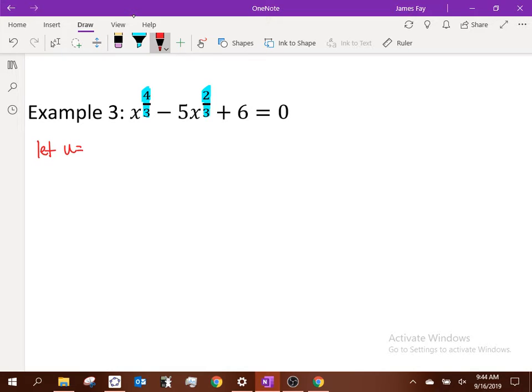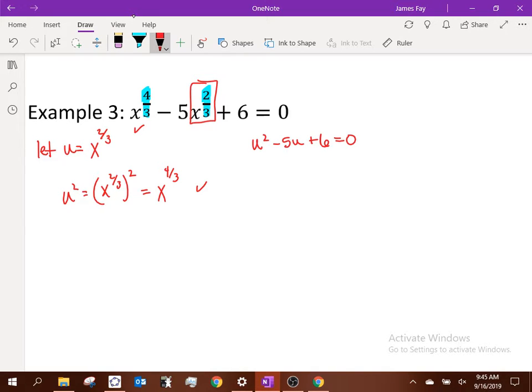Okay. So I'm going to let u equal x to the 2/3. Just let u be that thing right there. So u squared would be x to the 2/3 squared, which, what do I do with a power to a power? Multiply them. So that gives me x to the 4/3. And that matches that. So now I'm going to do the substitution. u squared minus 5u plus 6 is equal to 0. What's that factor to?